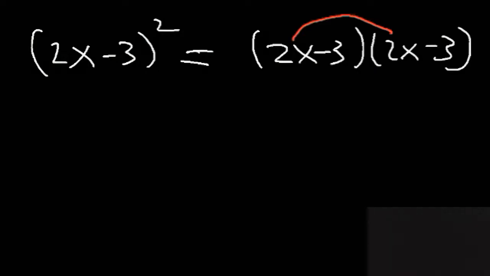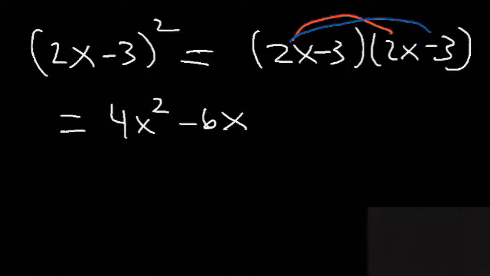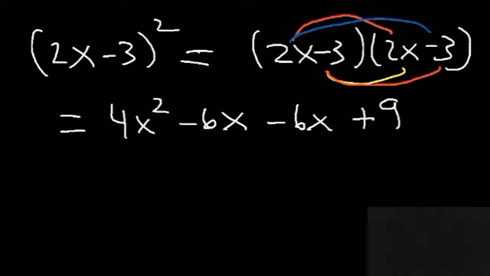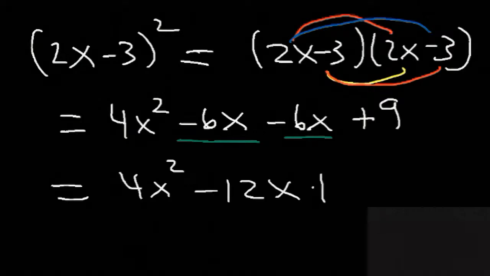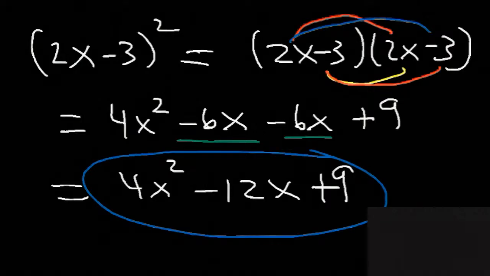2x times 2x is 4x squared. 2x times negative 3, that's negative 6x. Negative 3 times 2x is also negative 6x. And finally, negative 3 times negative 3, two negatives will change into a positive. Now, just like before, we need to combine like terms. Negative 6 plus negative 6 is negative 12. So this is the answer, 4x squared minus 12x plus 9.